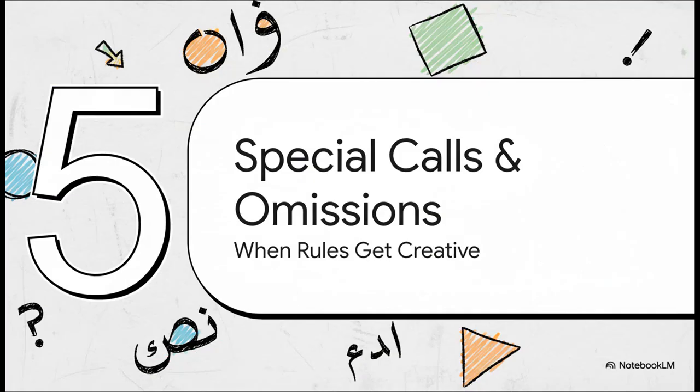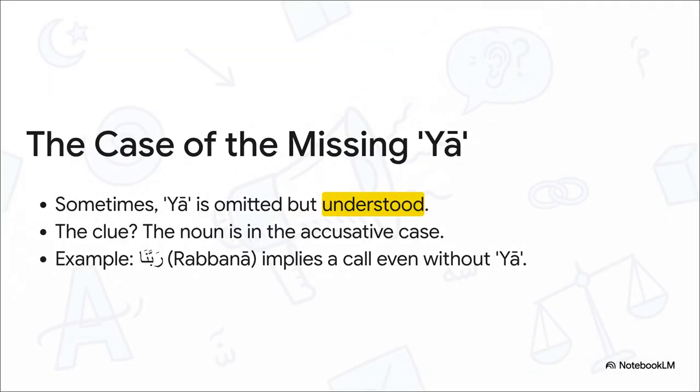So, now that we've got the three big rules down, let's have some fun and look at a couple of special cases where things get a little more creative. These are the kinds of exceptions and advanced uses that you'll see and hear all over the place. Get this, sometimes the ya is just gone. It's completely left out, but the call is still perfectly understood. So how do you know it's a call? The grammar gives it away.